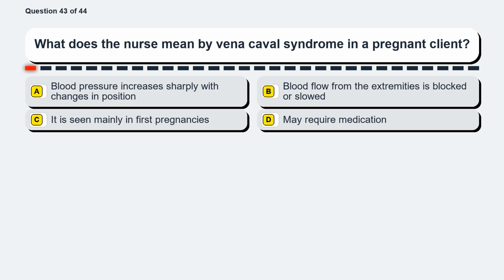Question 43. What does the nurse mean by vena cava syndrome in a pregnant client? Option A. Blood pressure increases sharply with changes in position. Option B. Blood flow from the extremities is blocked or slowed. Option C. It is seen mainly in first pregnancies. Option D. May require medication.